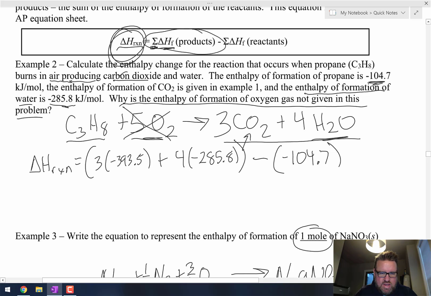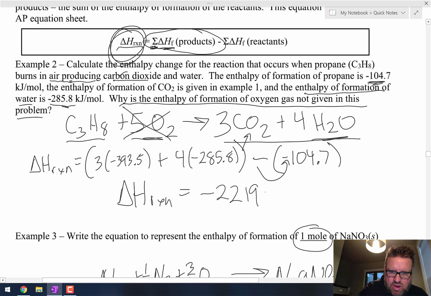Okay, so I'm going to go 3 times negative 393.5 plus 4 times negative 285.8. And then I've got a double negative here. I'm subtracting a negative number, which in terms of ease just means I'm going to add. So I'm going to hit plus 104.7. And then I get my final answer of the delta H for the combustion of propane is negative 2,219 kilojoules per mole. Okay?